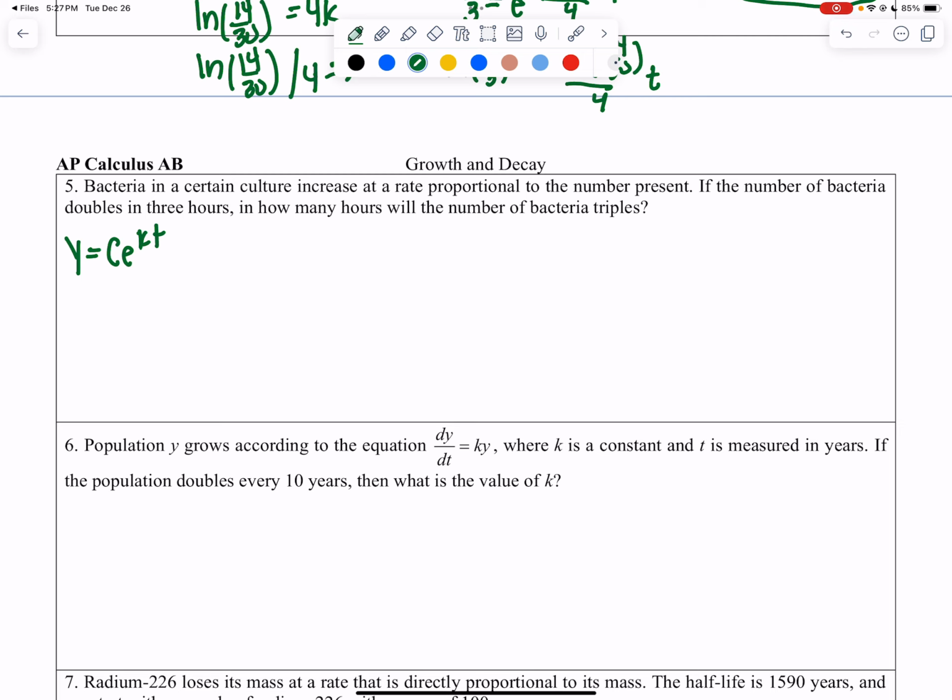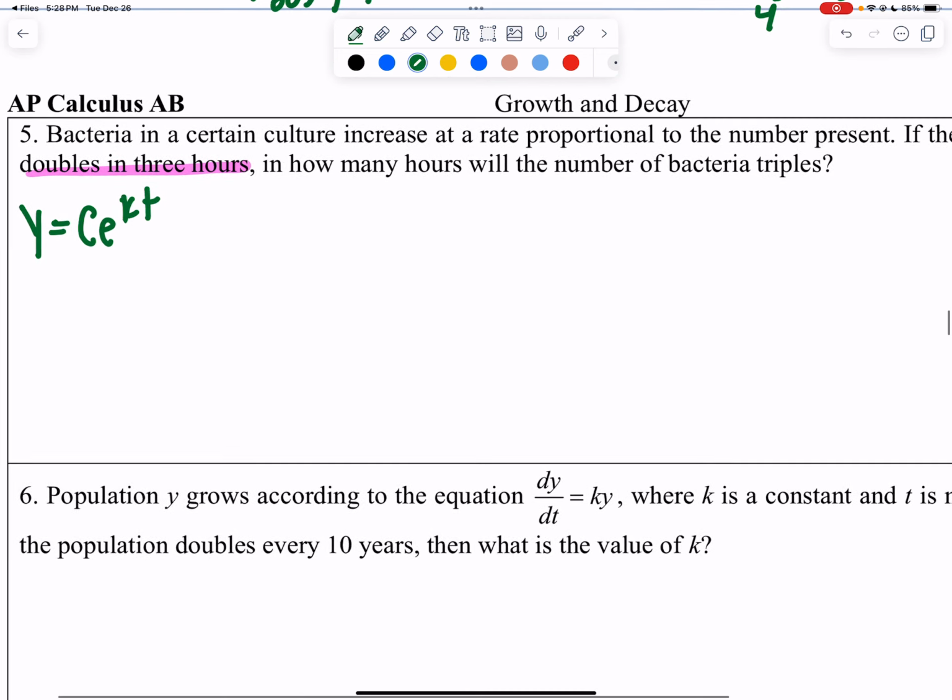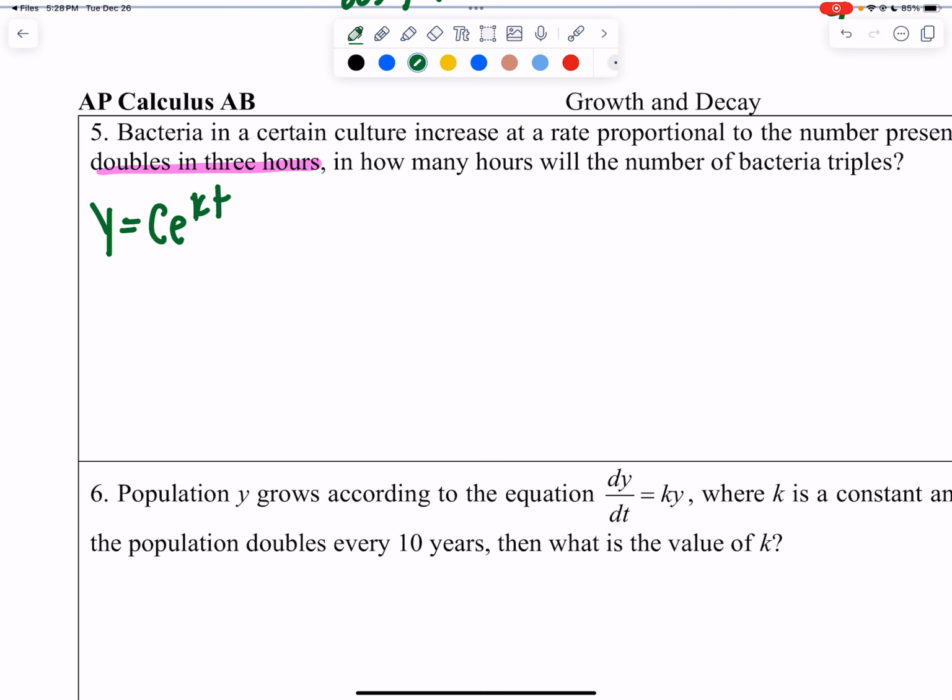Now, here's the thing. We don't know anything about my initial rate, aka what my C value is. And honestly, I don't care, because it tells us that the number of bacteria doubles in 3 hours. So what I'm going to do is double my bacteria. In this case, I'm going to have 2C. Remember that C is going to be my initial population, so I don't know what that is. But I do know that C times 2 is double that.